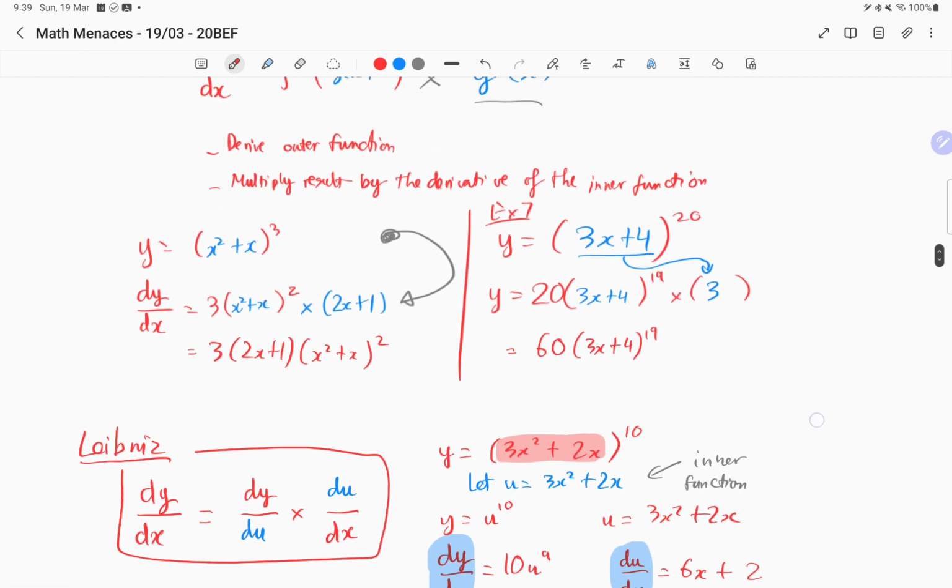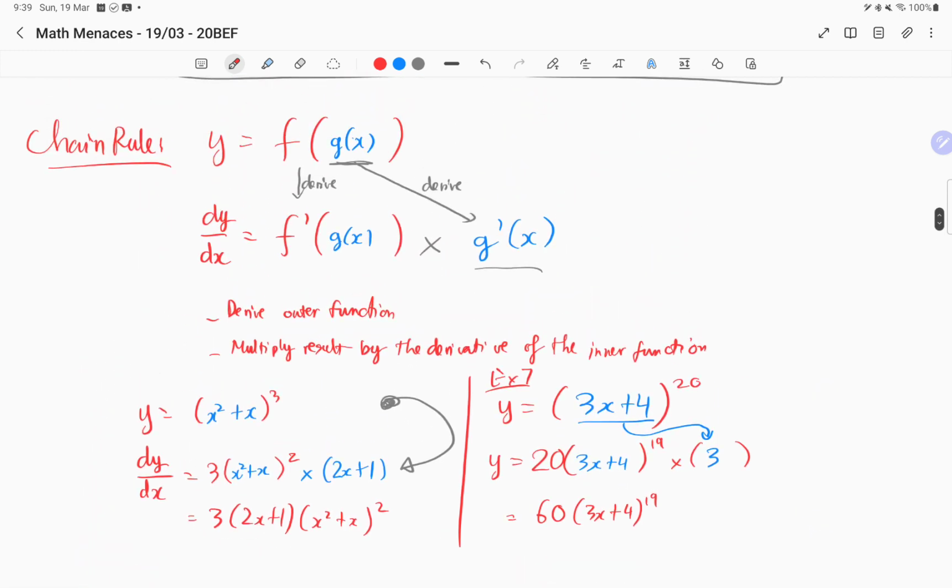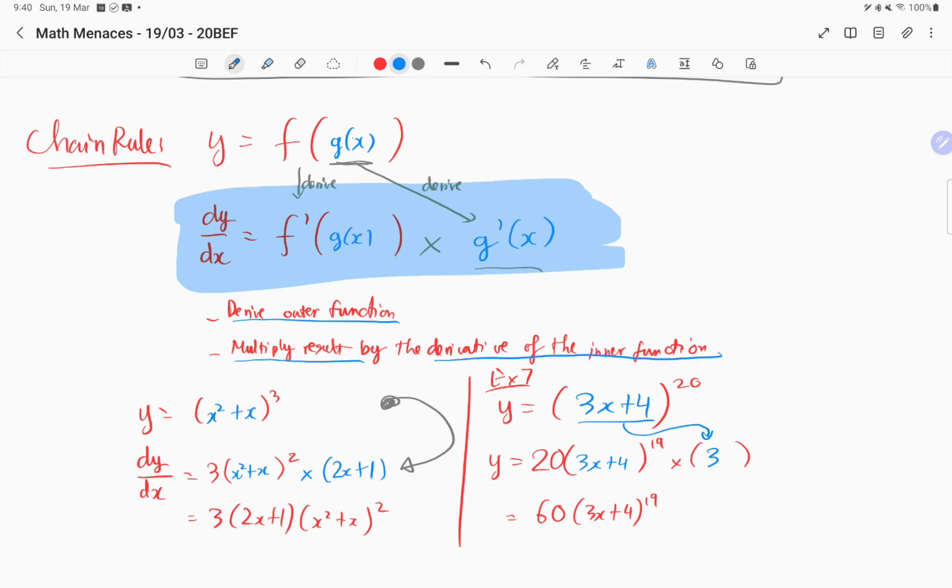Alright, the shorter way is to use this formula. This is my preferred method. Conceptually this one is a little bit harder to remember to use, but the trick is just to remember two lines: derive the outer function and multiply the result by the derivative of the inner function.